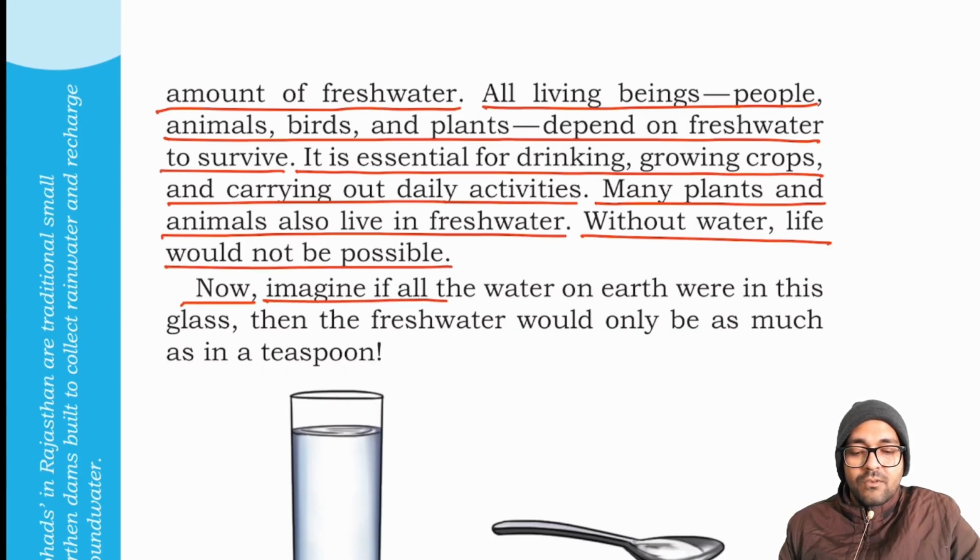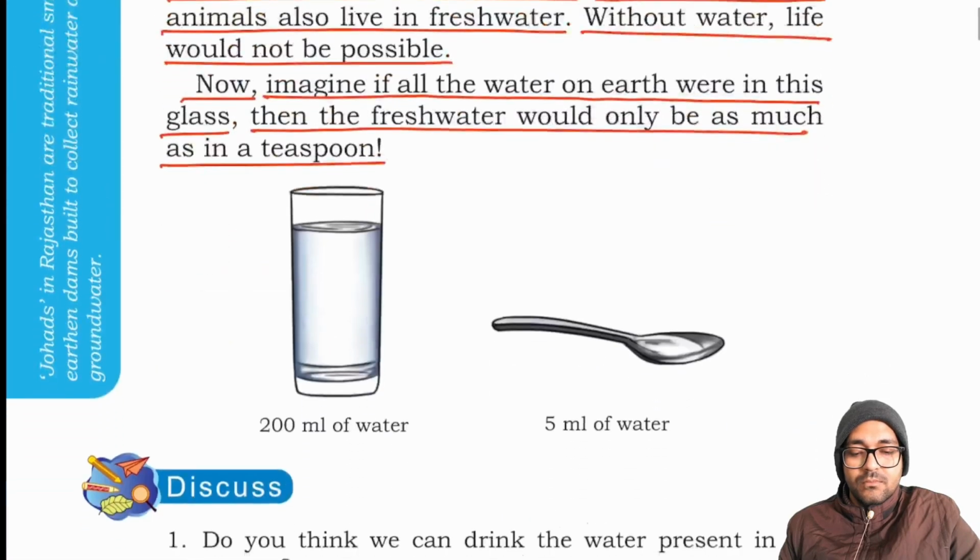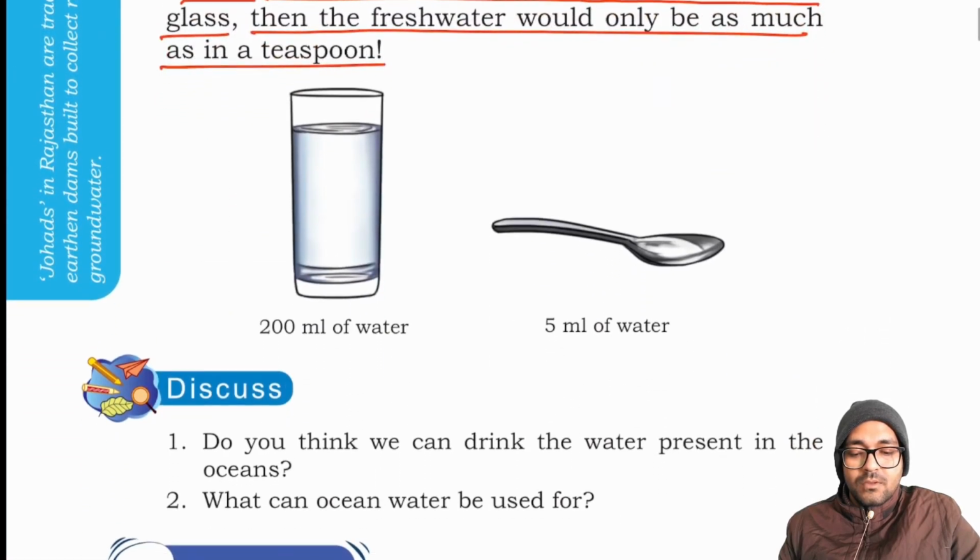Now, imagine if all the water on earth were in this glass. Then the fresh water would only be as much as in a teaspoon. 200 ml of water, 5 ml of water. This represents the total amount of water present on the earth, and this represents the amount of fresh water.